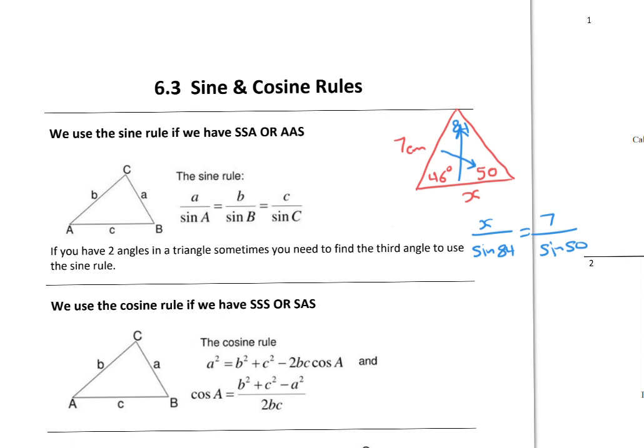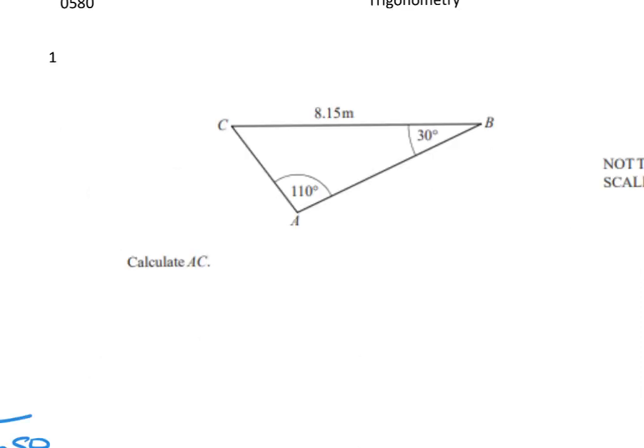So we use the sine rule if we have two sides and the angle, or two angles and a side. Okay? Can we practice the sine rule now? So number one. Yes, Afifa, how did we solve it? So we have 8.15 and its opposite angle. Yes. So 8.15 over sine 110 equals AC over sine 30.